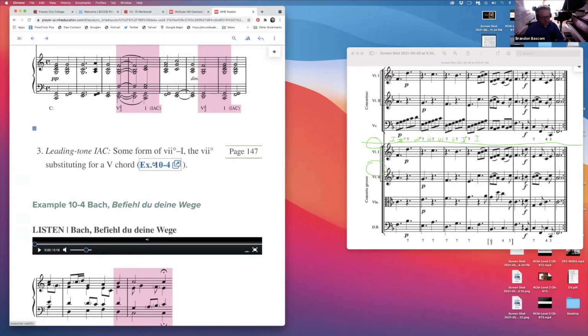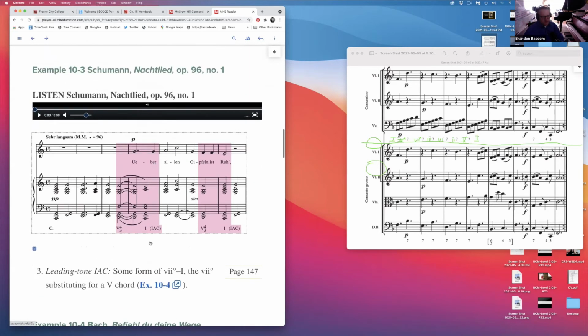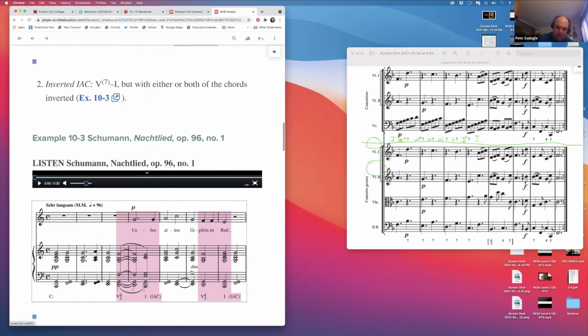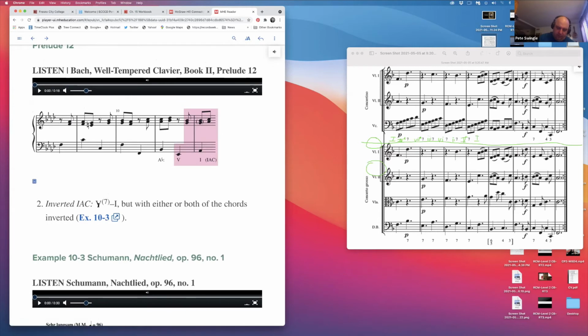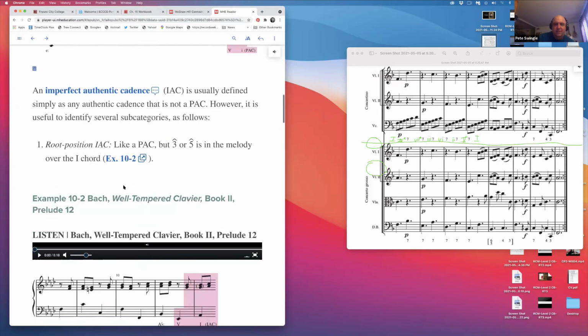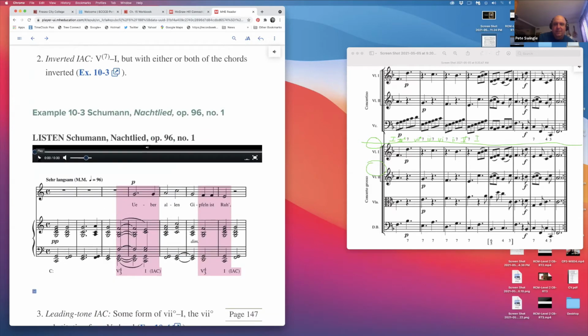You can also have a leading tone IAC, yeah, 7-1. And you can have an inverted IAC, 5-7-1, but with either or both of the chords inverted. I remember there was a Phrygian cadence, but I can't remember what it was. We'll find out in a second.